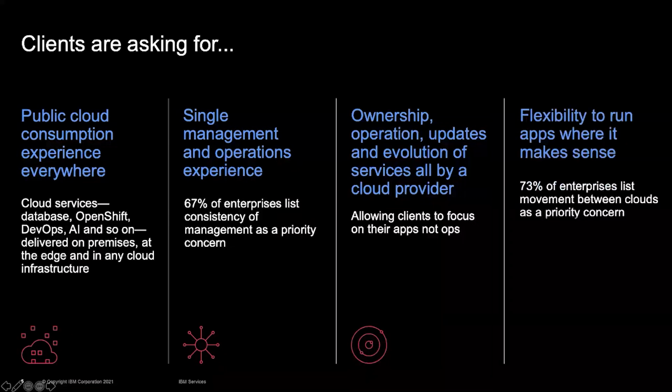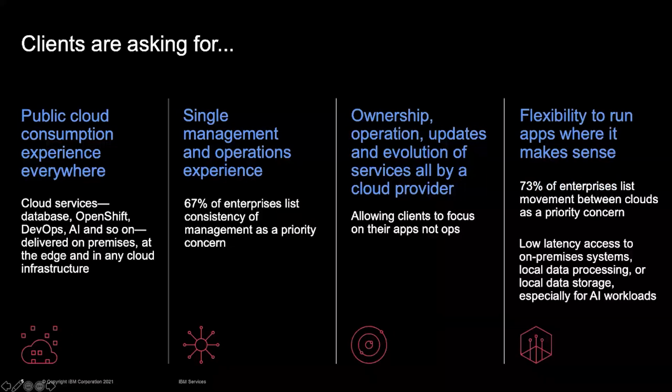And finally, flexibility to run apps where it makes sense. And so that may be because of latency. That may be because of regulation. That may just be a point in time statement where an application is being refactored, and it may need to run in a specific location on its way to the public cloud. So there's lots of different reasons, or maybe it needs to run at the edge. There's lots of different reasons for where a workload should run, and having that flexibility is really key.